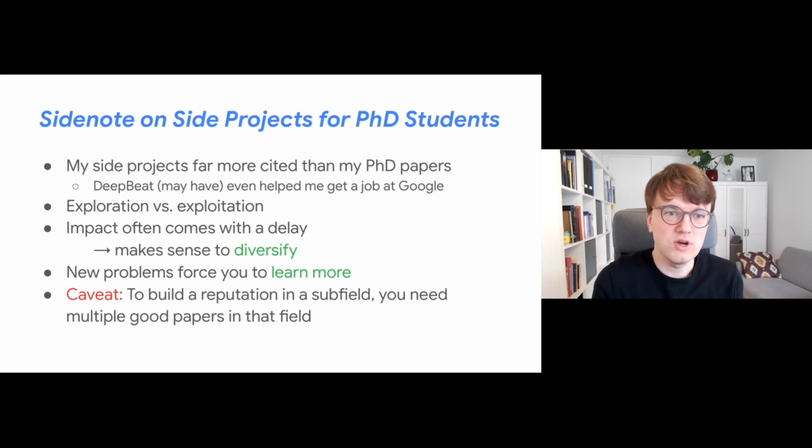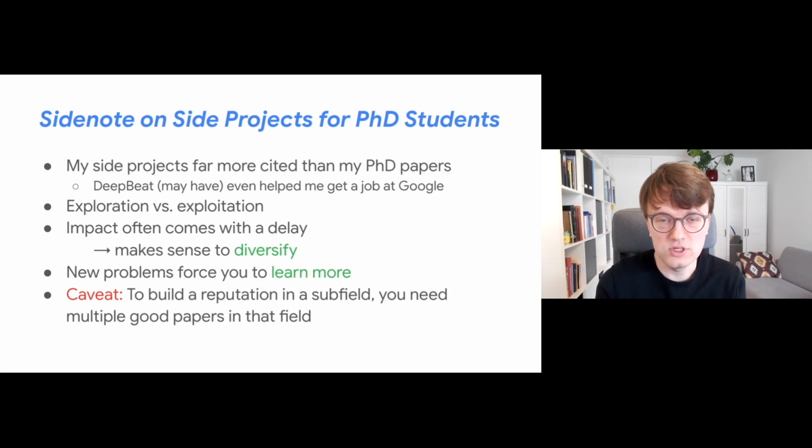And in general, when you think about how much you should do side projects, I think it's this traditional trade-off between exploration of different topics versus exploiting the ones that you've already done some work on. One reason you may want to consider trying out different things and doing some side projects, especially in the beginning of your PhD, is that often you don't see the impact of a given paper or of your work immediately, but it takes time to see how people react to it and if they start building something on top of it. So in that sense, it makes sense to diversify your research investments.